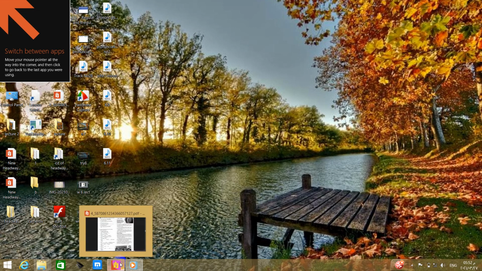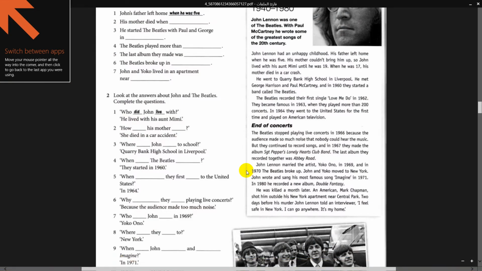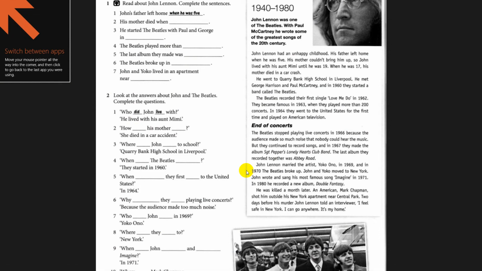Unit 6, Exercise 5, Reading Text. John Lennon, 1940 to 1980. John Lennon was one of the Beatles. With Paul McCartney, he wrote some of the greatest songs of the 20th century. John Lennon had an unhappy childhood. His father left home when he was 5. His mother couldn't bring him up, so John lived with his Aunt Mimi until he was 19. When he was 17, his mother died in a car crash. He went to Quarry Bank High School in Liverpool. He met George Harrison and Paul McCartney, and in 1960 they started a band called the Beatles.